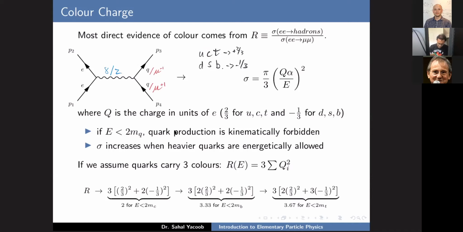Then we have the strange quark, then the charm quark is heavier, the bottom quark is next in mass, and the top quark is super, super heavy. And if you're reading ahead to the bottom of the slide, you'll see why that's important.